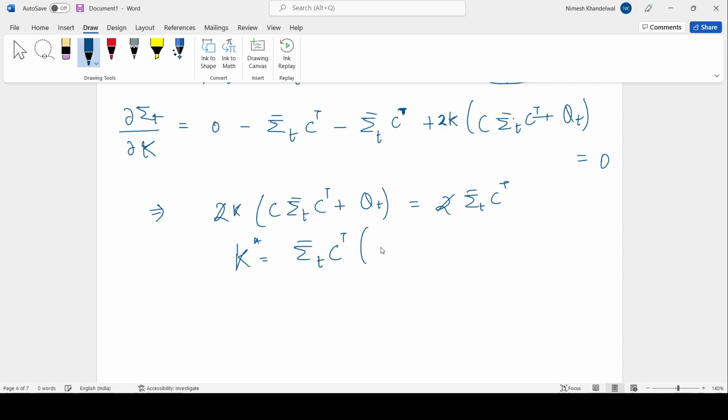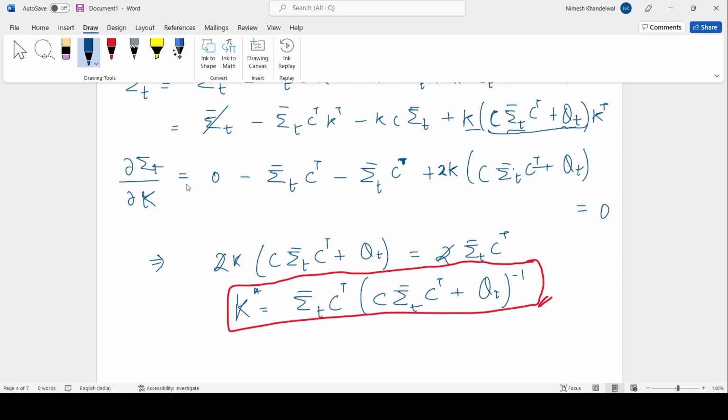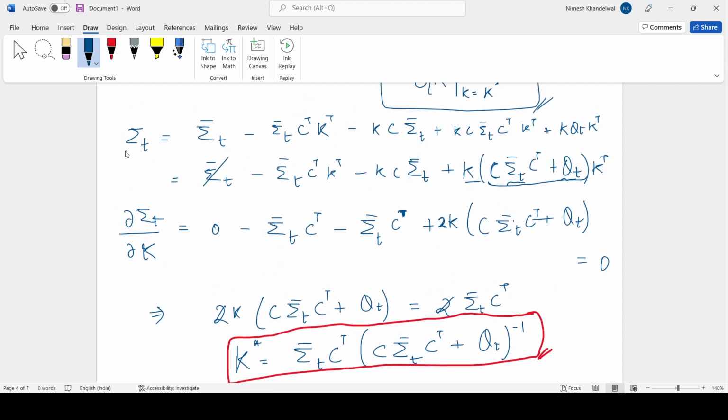C transpose times R T C transpose plus QT inverse. This is the optimal Kalman gain. That is, if I choose this value of gain in my Luenberger observer equation, then my variance at the next time step would be minimum.